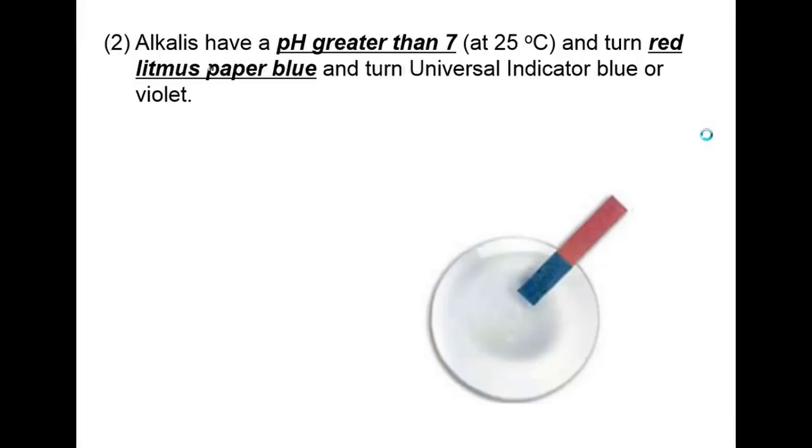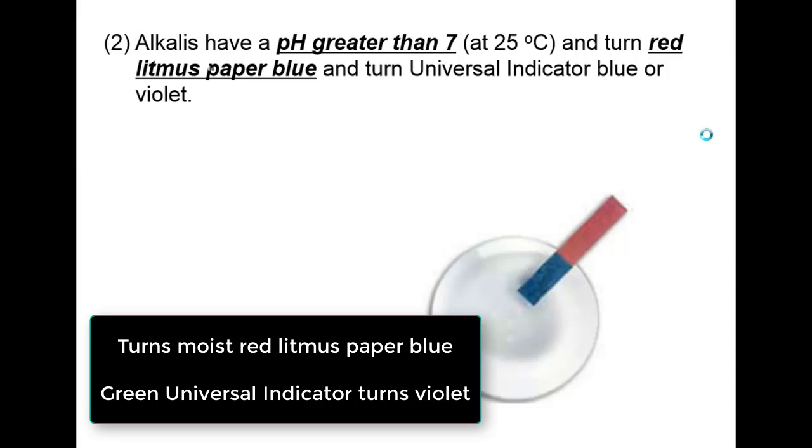So acids have a pH of less than 7, alkalis the opposite, they have a pH greater than 7. The max pH is 14. Acids turn blue litmus paper red. So alkalis do the opposite. They turn red litmus paper blue. Okay, so red to blue are alkalis.